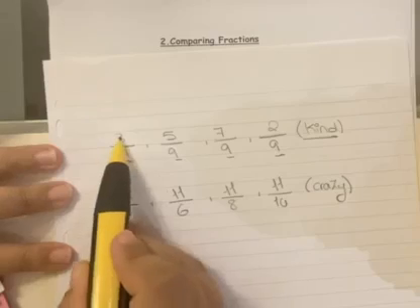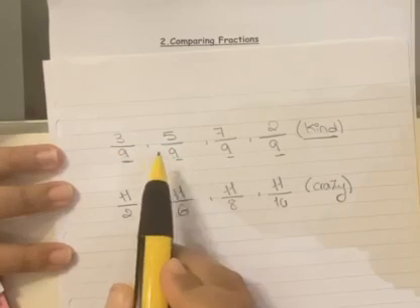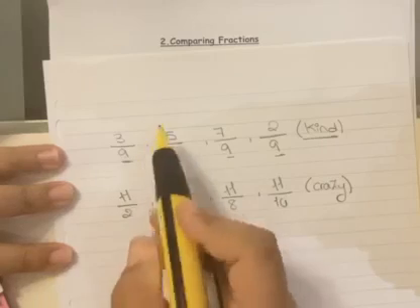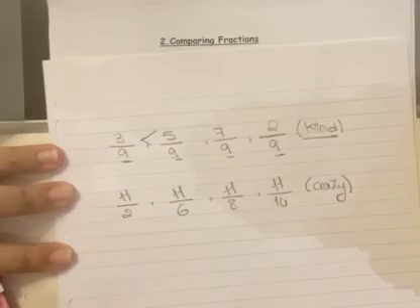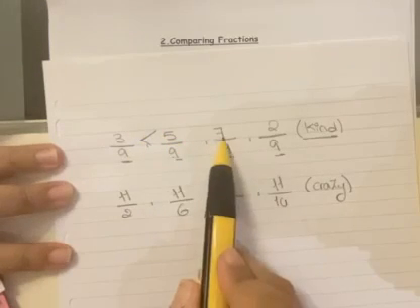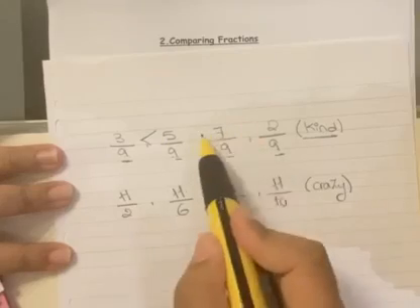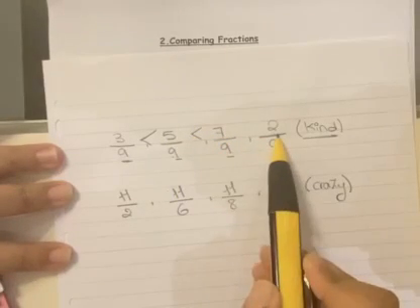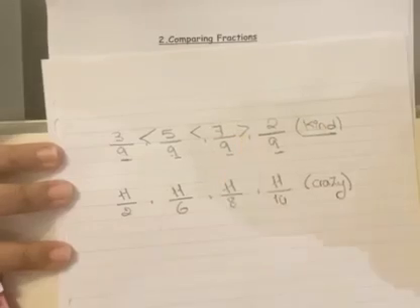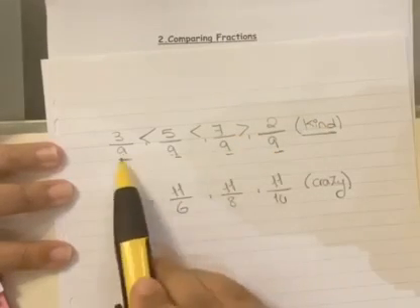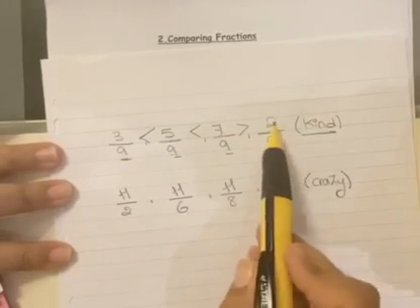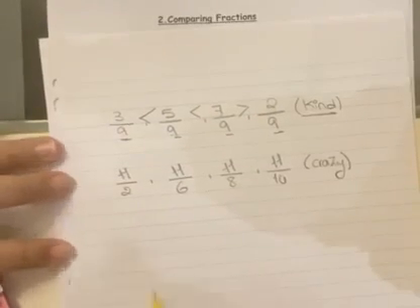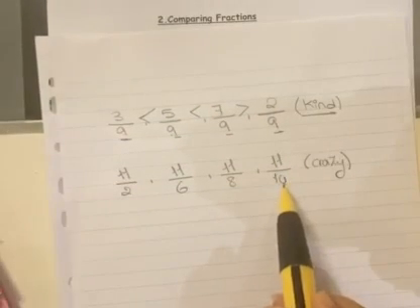Like here, 3 over 9 and 5 over 9. I don't look down, I look just up. 3 and 5, which is bigger? The 5. So the 5 is bigger. Here, 5 and 7. Which is bigger? 7. Here, 7 and 2. Which is bigger? The 7. So as long as I have the denominator down, it's the same number, I just compare the numbers up, very normal, okay? In the crazy fraction, it's crazy.